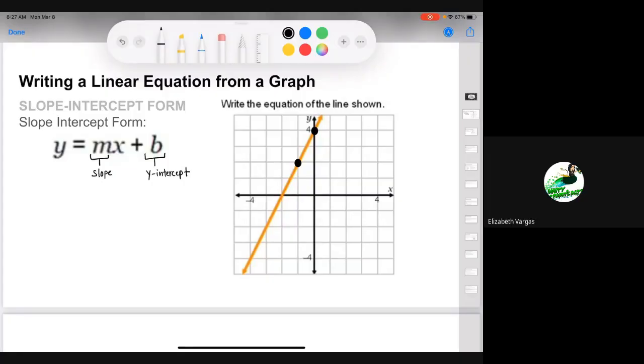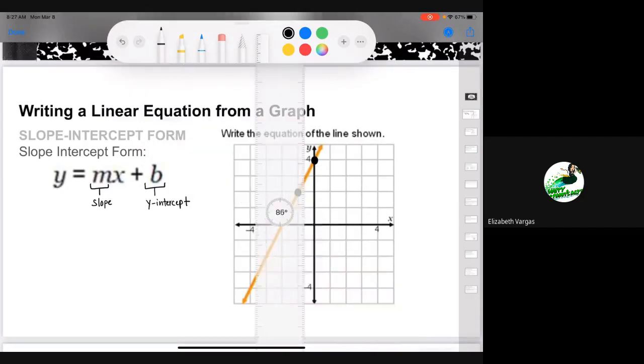Okay, so slope-intercept form, where m represents slope and b represents the y-intercept. So how do we go about writing an equation for this line that we see here on the right? Well, what we want to do is first identify the y-intercept, because that's the easiest thing to do. So again, like I said, the y-intercept is where the line crosses the y-axis.